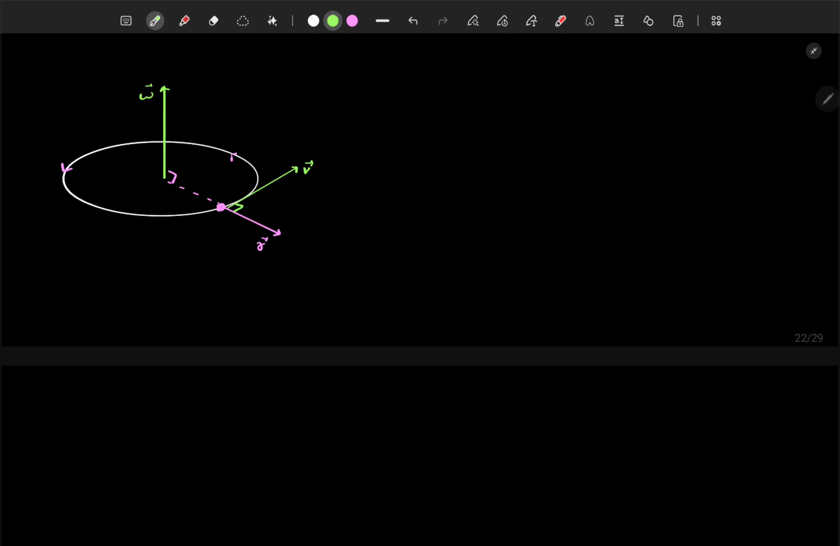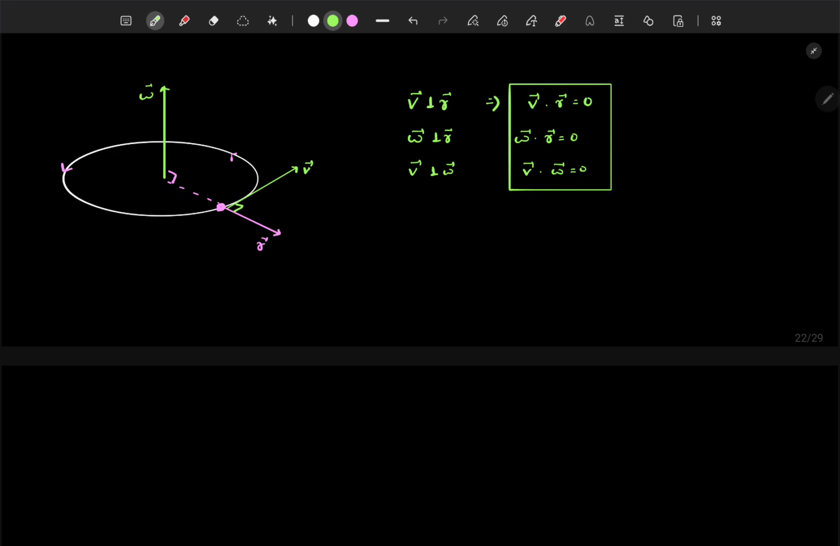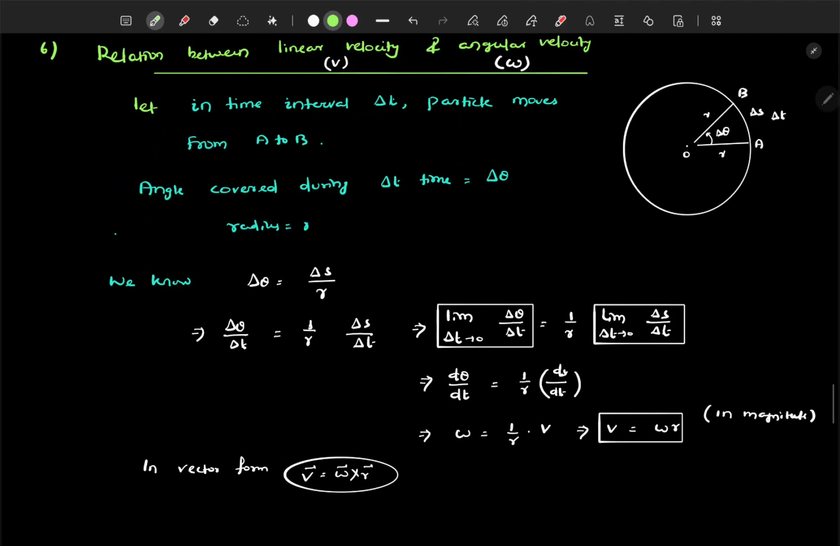So as per this figure, we can say v vector is perpendicular to r vector, omega vector is also perpendicular to r vector, and v vector is perpendicular to omega vector. When two vectors are perpendicular to each other, the dot product of v vector dot r vector कितना होगा? 0. Also omega vector dot r vector, इसका आंसर क्या होगा? 0. v vector dot omega vector will be equal to 0 also. So this is all about the relation between linear velocity and angular velocity. I hope it is clear to all of you. So in point number 6, we have completed relation between linear velocity and angular velocity.